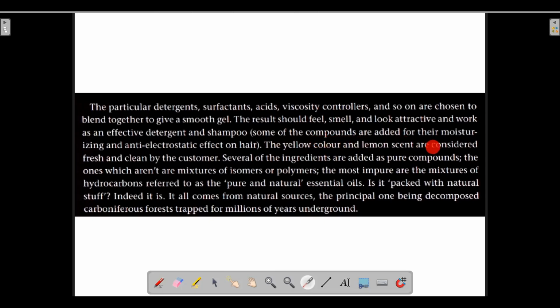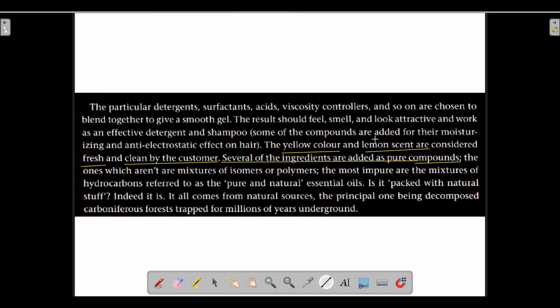The yellow color and lemon scent. The yellow color is considered a fresh color, and the lemon scent is considered a fresh scent, and it is also perceived as clean by the customer. The yellow color, which I have already talked about in the previous lecture, and the lemon scent, which I have also talked about, are considered fresh, and they are also considered clean by the customer.